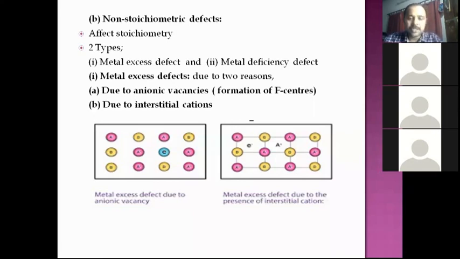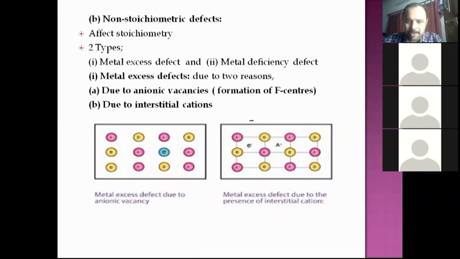F represents Farbe center, or color center, like that. Because any solid which has an electron trapped in the anionic vacancy would induce color to the defective solid. So for example, NaCl will sometimes be pale yellow whenever it has this kind of F center electrons. Is that okay? So that electron which is trapped in the anionic vacancy will balance the negative charge of the missing anion. That's as simple as that.